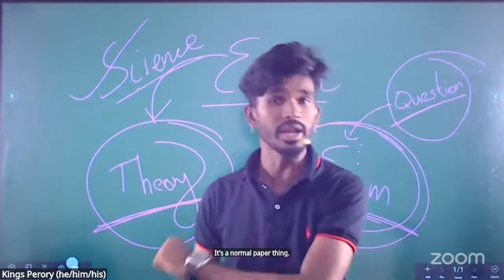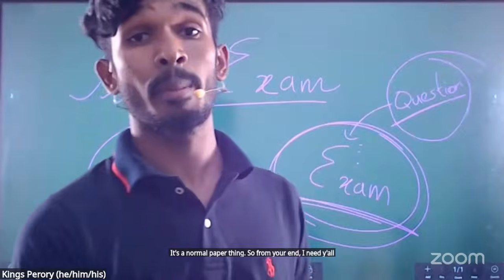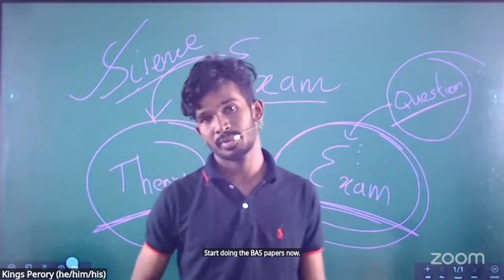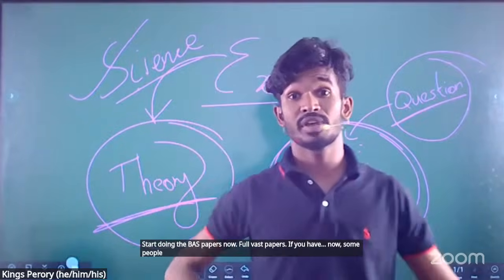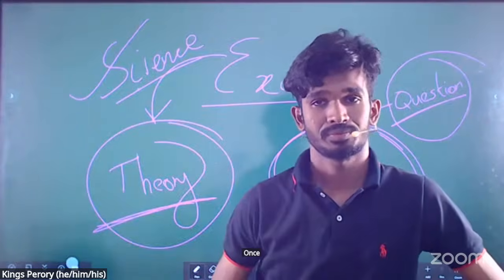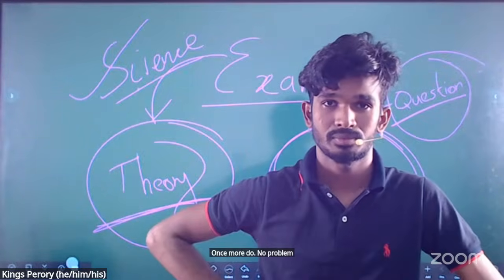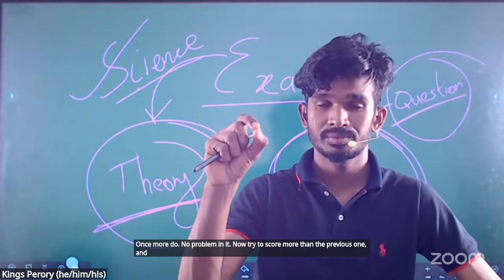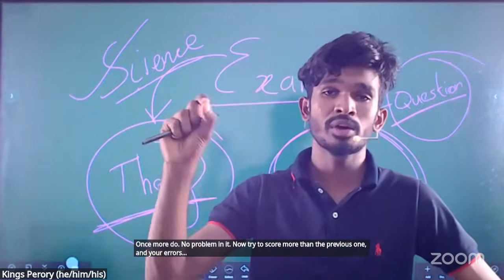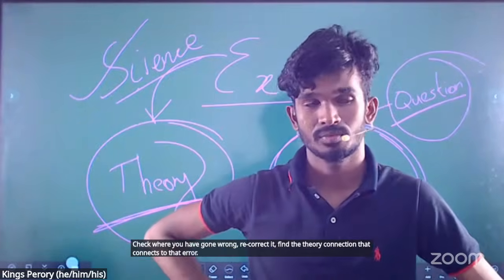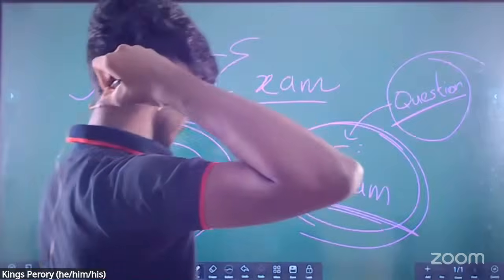So from your end, I need you all to do papers. Start doing the past papers now. Full past papers. Some people tell me, sir, we have done them already. Then come and do them again, once more. No problem in it. Now try to score more than the previous time. And check your errors, where you have gone wrong. Recorrect them, and find the theory connection that connects to that error. So those are the things.